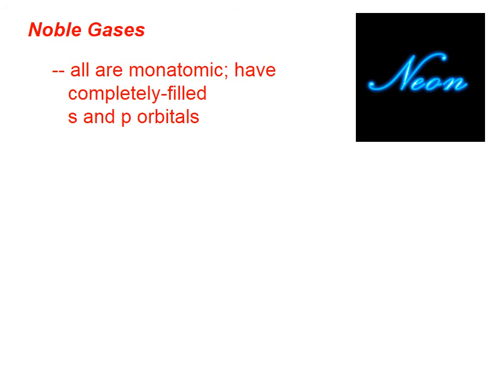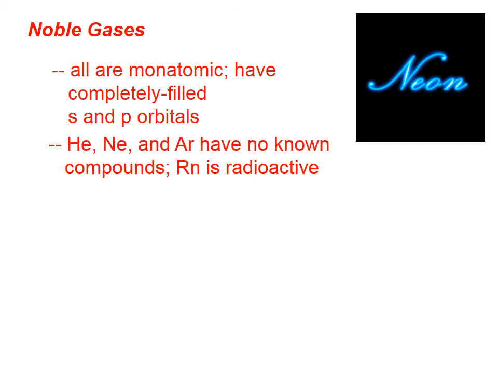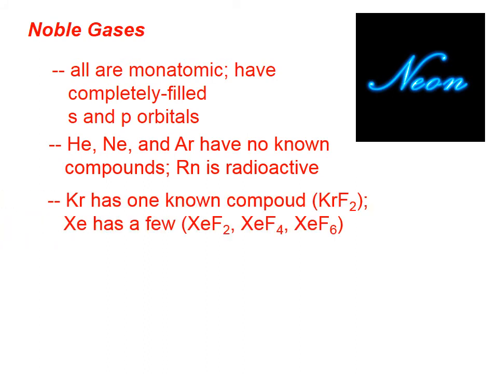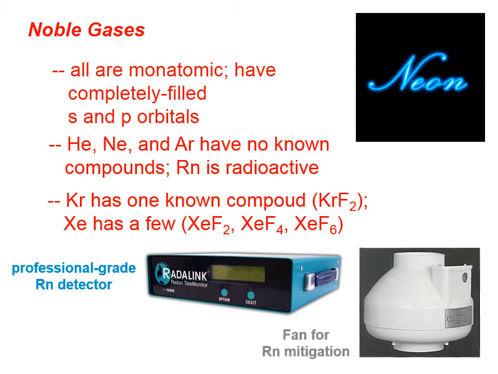The noble gases are monatomic. They have completely filled s and p orbitals. Helium, neon, and argon have no known compounds. Of course, radon is radioactive. Krypton has only one known compound, and xenon has a few. You'll note that the only element that has enough oomph to react at all with any noble gas atom is fluorine, which is the most electronegative element. You might have had to have some radon mitigation done in your basement because radon is radioactive.